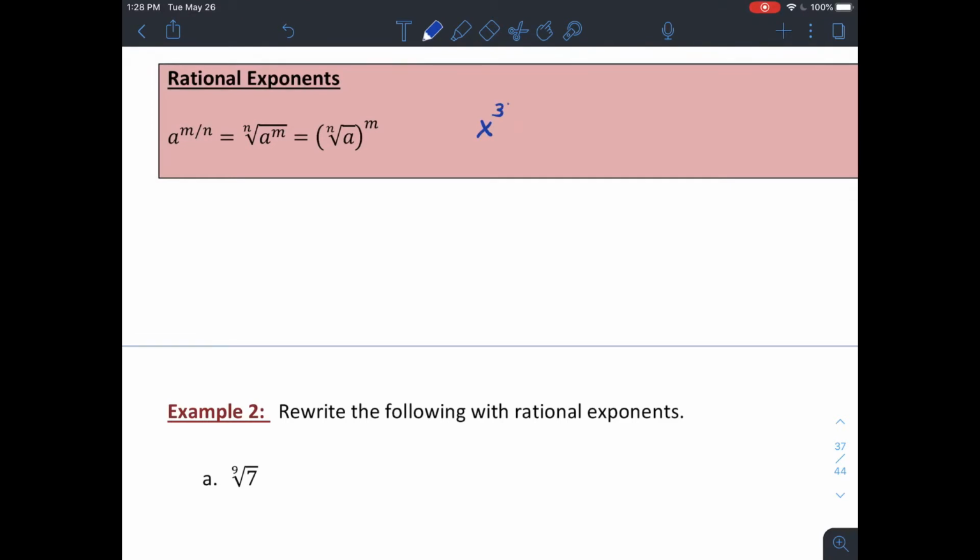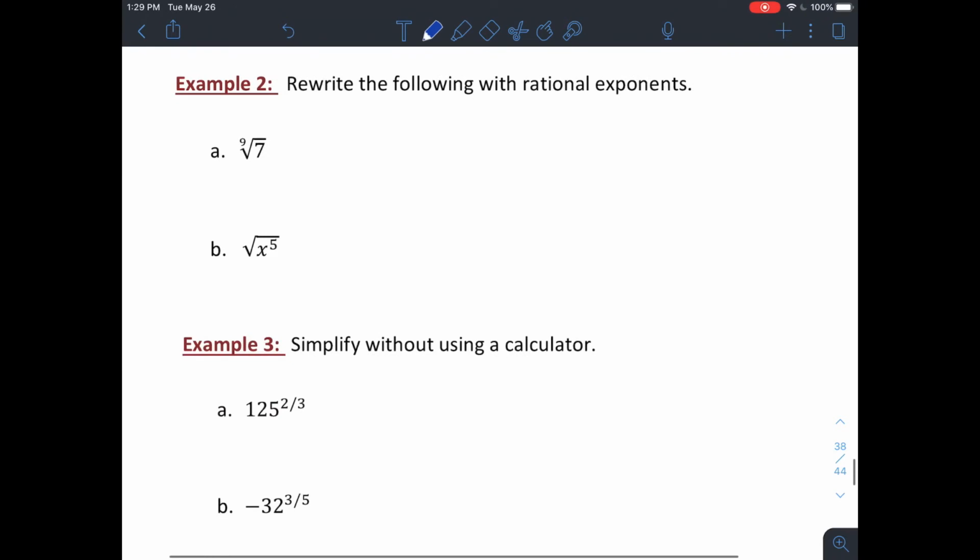So exponents don't have to be whole numbers. They can be rational numbers or fractions. So say you have x to the 3/2 power. That's actually a radical in disguise. It's the same thing as having the square root of x to the third, or having the square root of x all raised to the third power. The denominator is the index on your radical, and the numerator of that fraction is your power. So I can switch back and forth between radical form and rational exponent form.